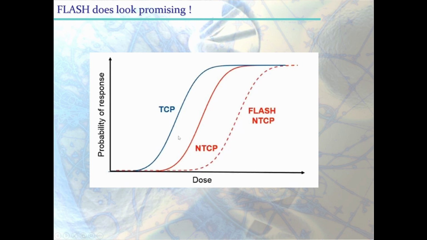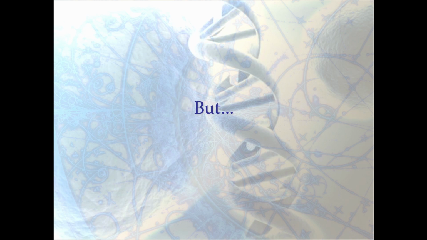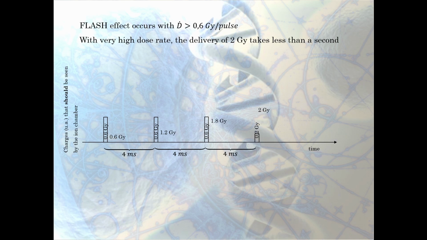And you can see that the tumor control probability doesn't change, but the normal tissue complication probability is shifted far to the right. So it looks good because the window for curing the cancer is much broader, much wider. It's really cool. But for sure, there might be something not so easy with it.